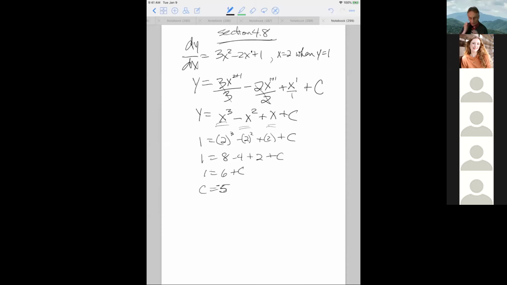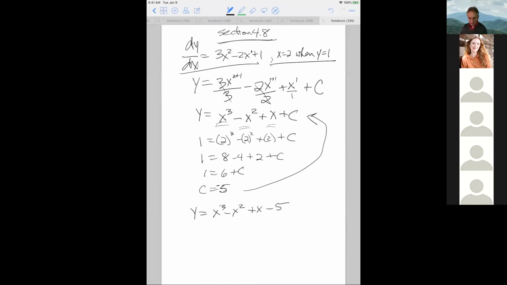Therefore, don't get caught up in that, finish there and think that's your final answer. Remember, I had several people do that. That's not the answer. The answer is, what is the equation that fits this? So the equation is going to be, you come back here, and you get y equals x to the third minus x squared plus x minus 5.